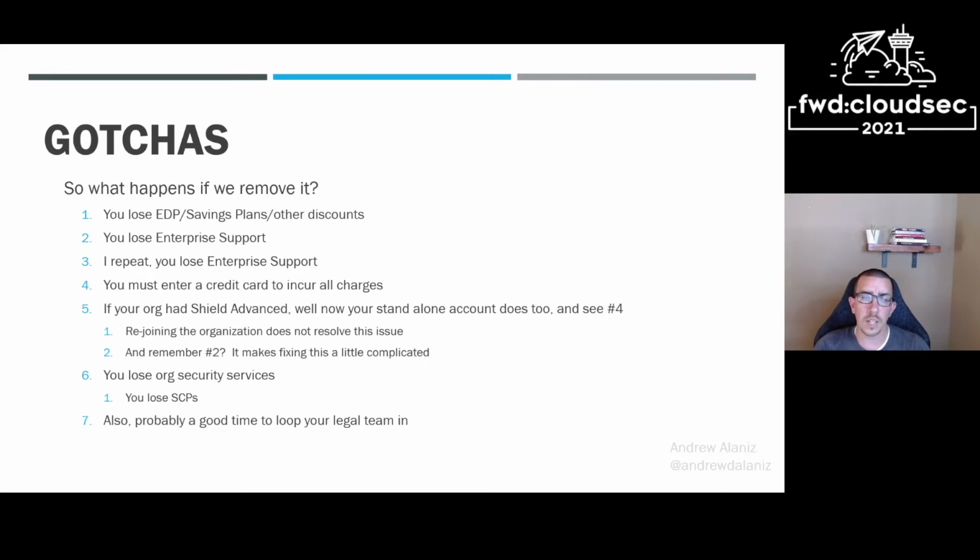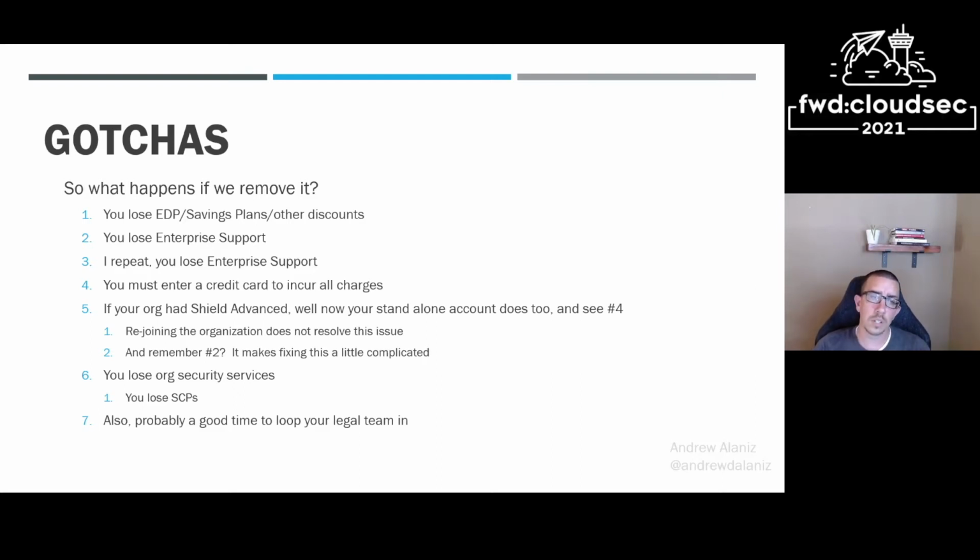Now, one thing that we suspected here, but were not able to prove, was that once you remove it from the organization, if you immediately close it, or at least close it before the next billing cycle, it seemed to not be an issue to have Shield hitting a credit card. But if that next billing cycle hit, that's when Shield Advanced started hitting the credit card. So again, something interesting to keep in mind if you're removing accounts from an organization.